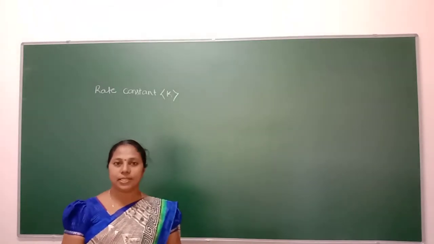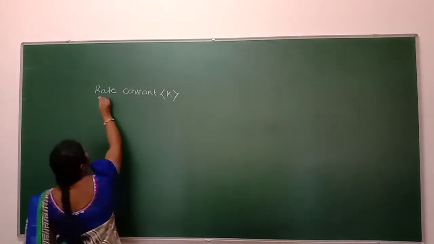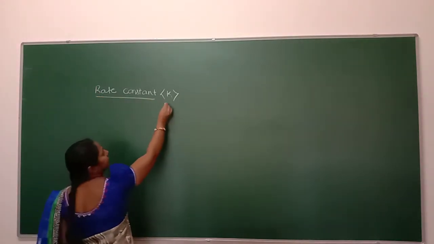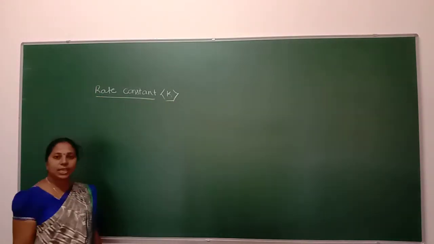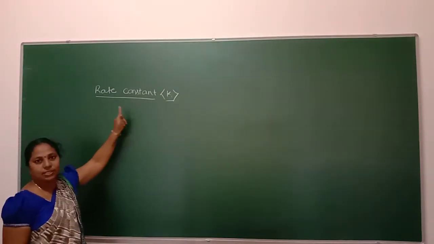Hello students, let us study one of the concepts called the rate constant. Rate constant is represented symbolically as K. K is called the rate constant. So, how can we define this rate constant?